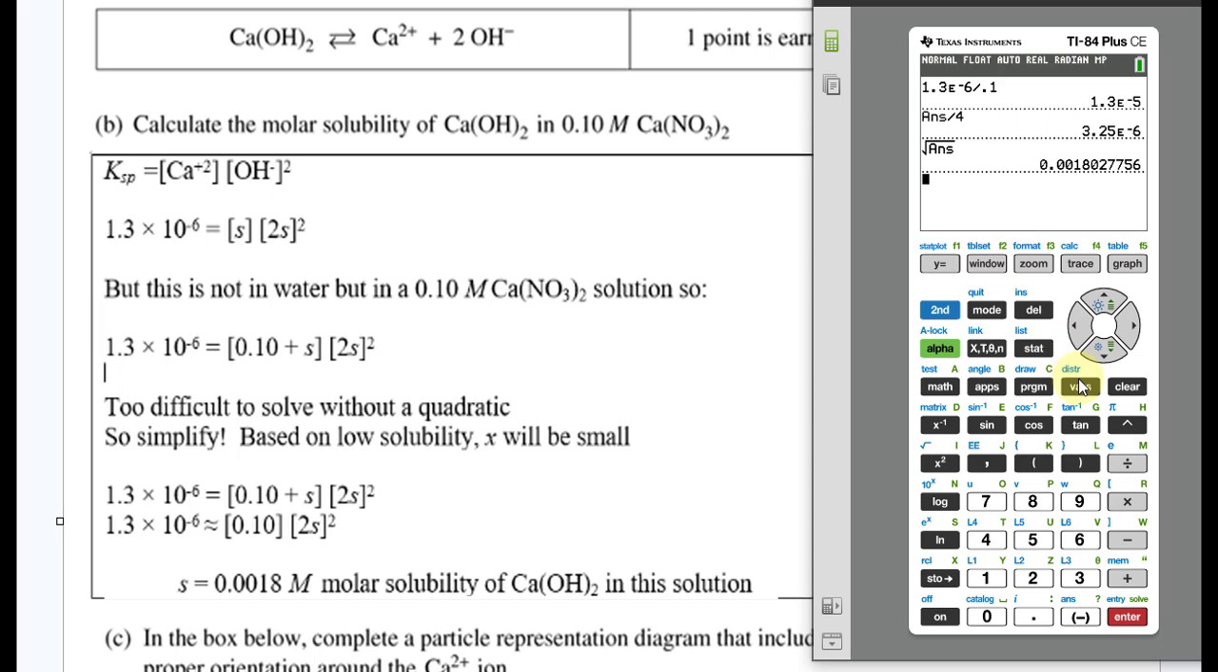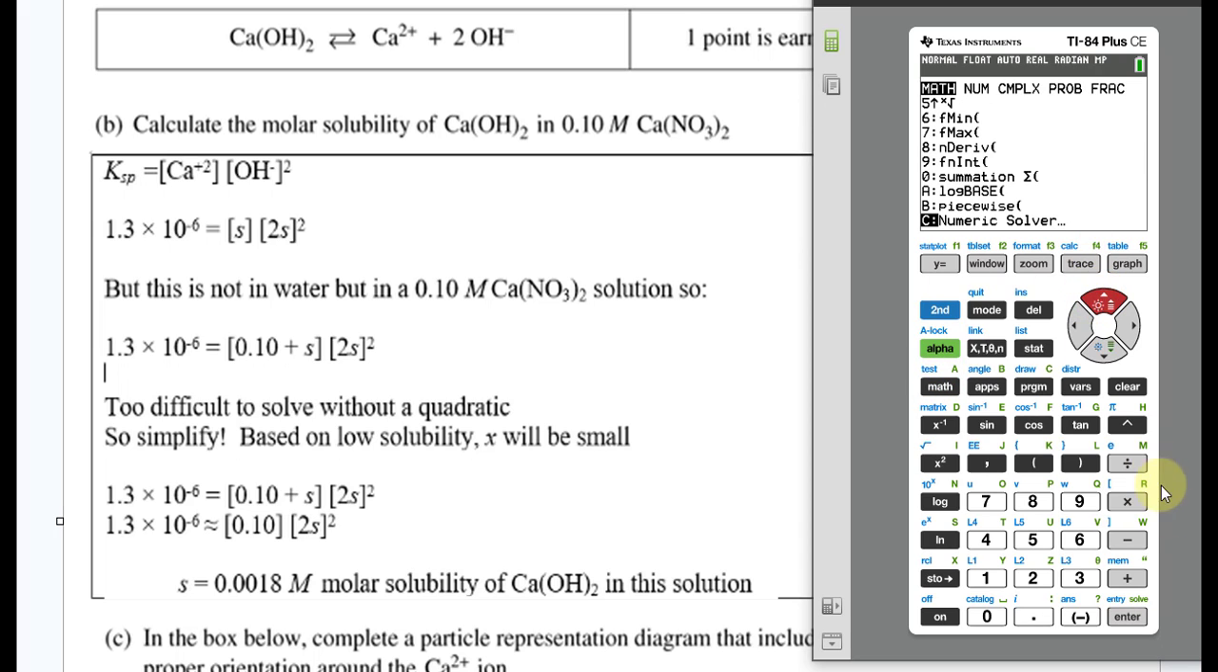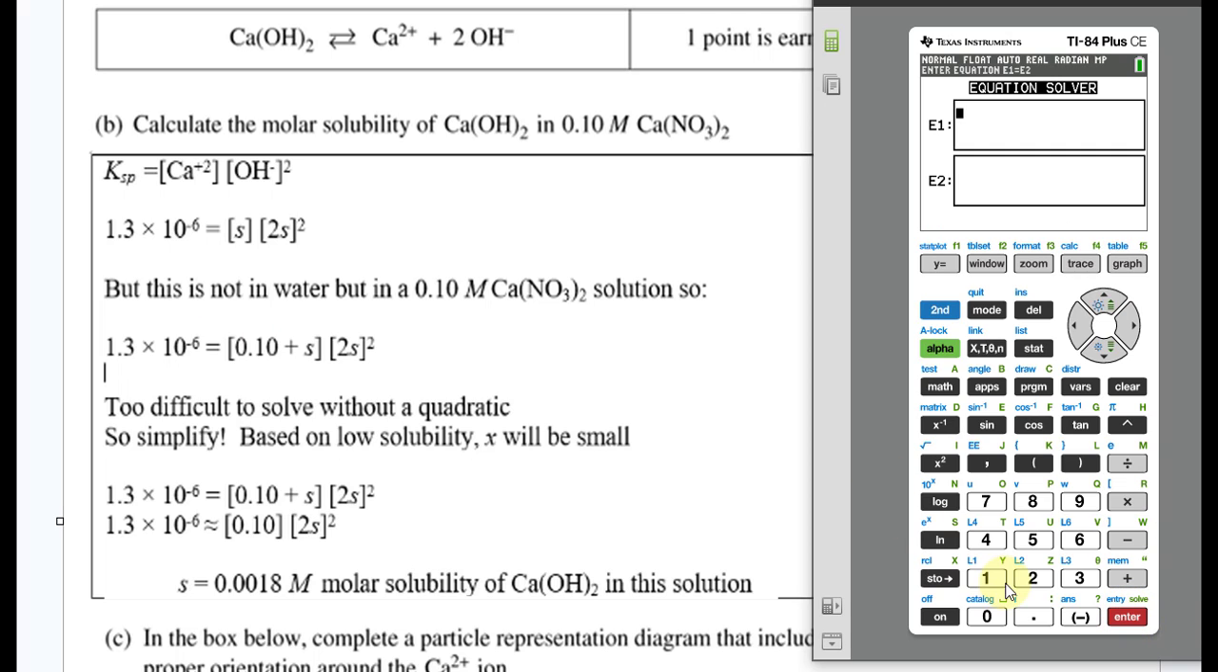That's the rule. But let me show you how to do this for those of you who want to use solver. I'm going to go to our math functions, and it's the bottom one. So I'm going to go reverse and put enter to get the numeric solver. On our left is going to be our 1.3, and again times 10 to the negative 6. That's the left of our equation, and I'm going to enter that. Now we've got to write our equation, which is a little tricky.